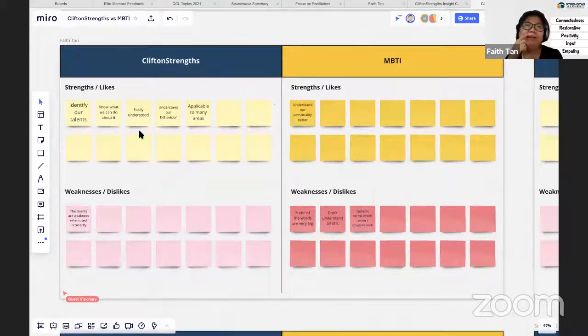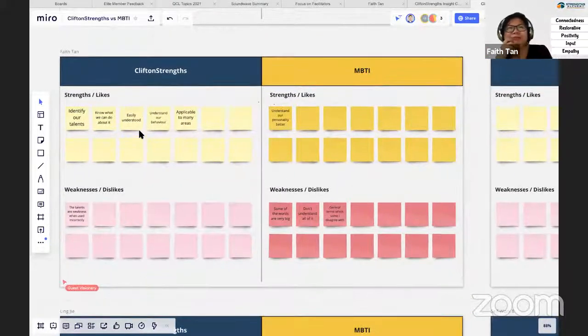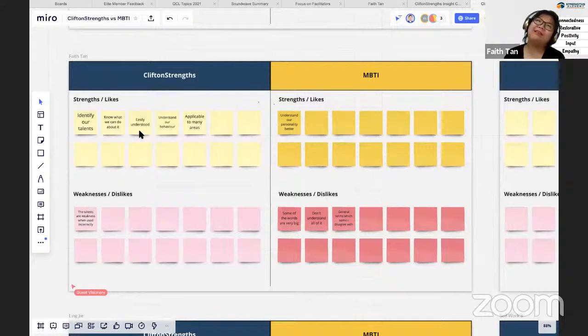Actually, I realized that as I write, I think I prefer CliftonStrengths. What I like is that it identifies our talent and what we can do about it, and it can be applicable in many parts of our life, and it's quite easily understood. It helps, because if you do the CliftonStrengths, it explains what each of the strengths means, and you can relate and understand your own behavior towards certain situations. So that's what I find helpful.